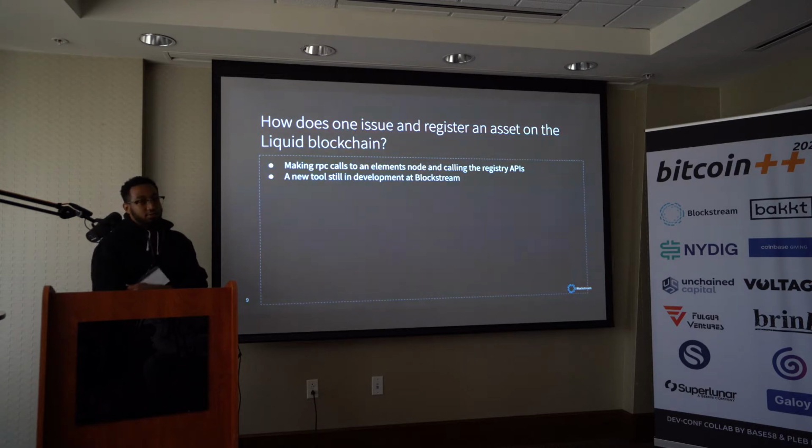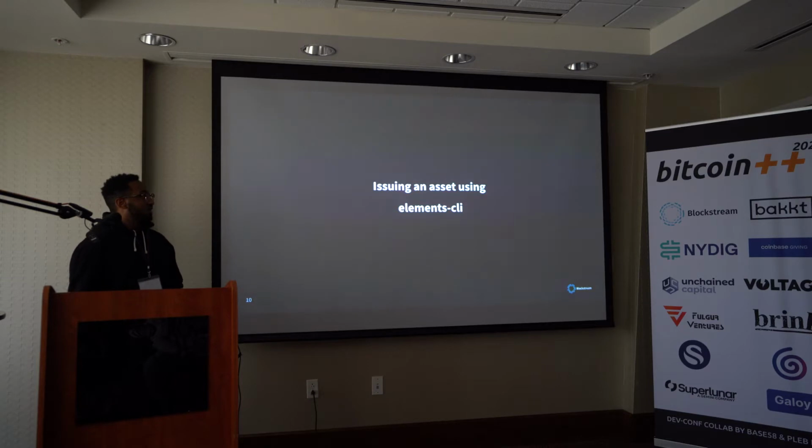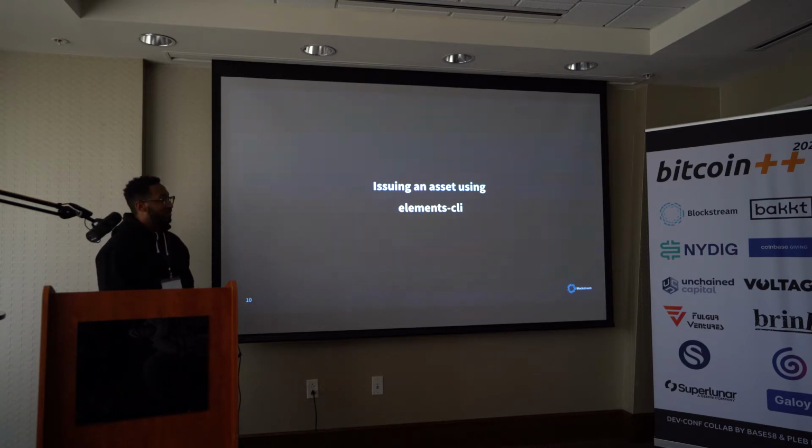So how do you issue and register an asset on Liquid? There are 2 ways. One way is to do it through RPC calls to the Elements node. And the second way is a new tool that we're working on at Blockstream to allow you to do it through the web. And it's going to have tight Blockstream Green integration for people who use the Blockstream Green wallet. So first I wanted to go over issuing an asset using Elements CLI.